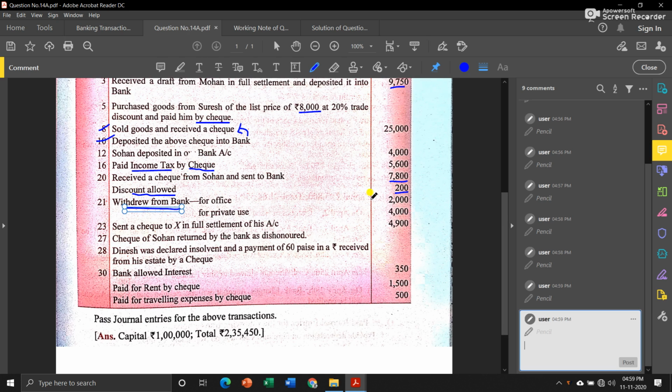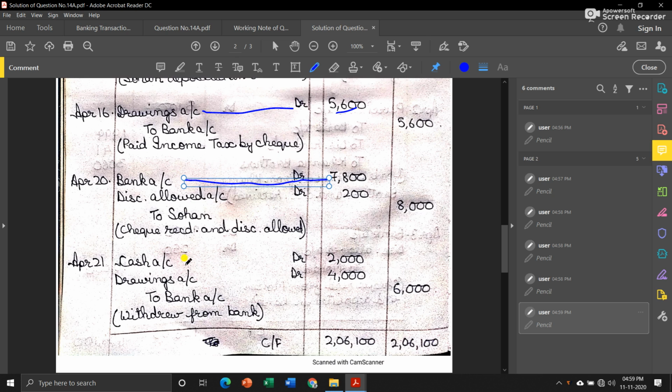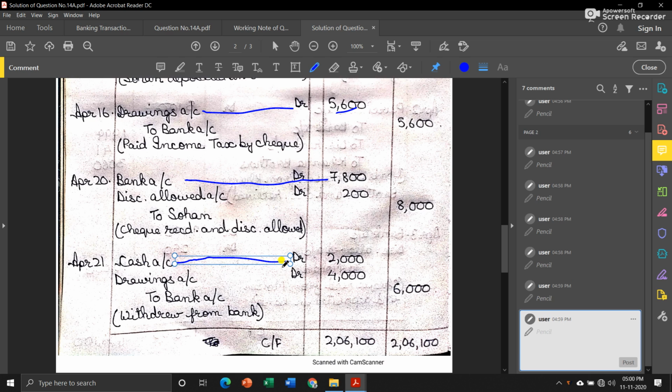The next transaction, withdrew from bank. For office use we withdrew 2,000, but for private use, which will be treated as drawings, we withdrew 4,000. So cash account, since we drew that for our business purpose, this cash will be kept in the business. That means cash is coming inside our business, and the remaining for private use will be treated as drawings for 4,000. So altogether we took out 6,000 from our bank account, so bank account will be credited by 6,000.